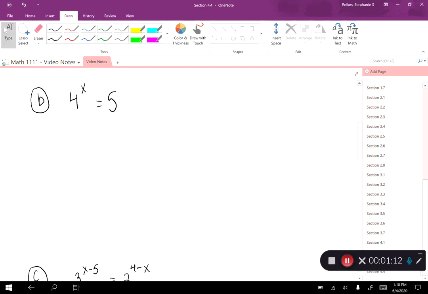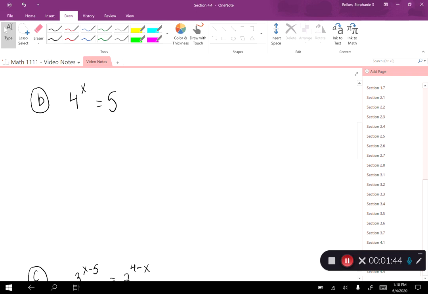Alright, but let's take a look at the next example. 4 to the x equals 5. Now, on this problem, there's nothing we can do to make the 4 and the 5 have the same base. On the previous example, it was nice and easy. I could make the bases both 2. But for this one, it's not possible to do that. So, in order to solve for x, I need to remove x from the exponent position. And to do that, we have to use the power log rule.